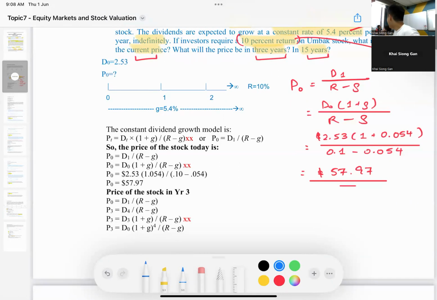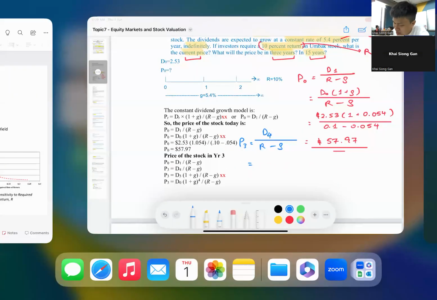Correct, the figures are correct, right? Okay, then continue. We need to calculate the price of stock in year 3. So how do we calculate the price of stock in year 3? So we use the formula again. To calculate P3, I have to use D4 divided by R minus G. But I don't even have D3. Okay, so how do we do here? So we have to use another formula.